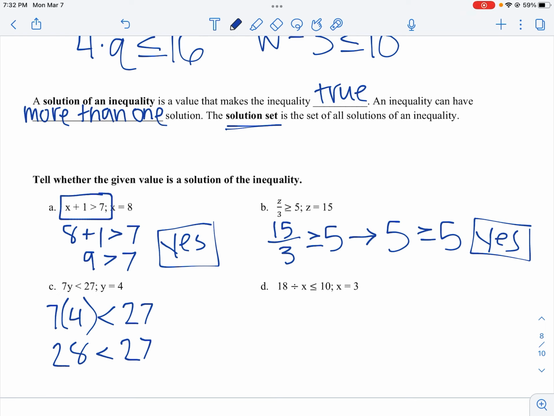Is that one true? No. So we're going to put a no. That solution does not work. It is not correct.